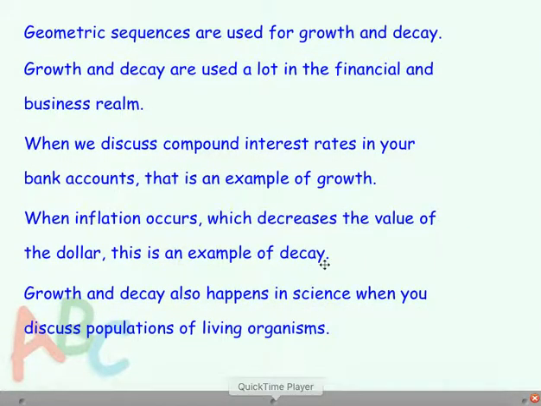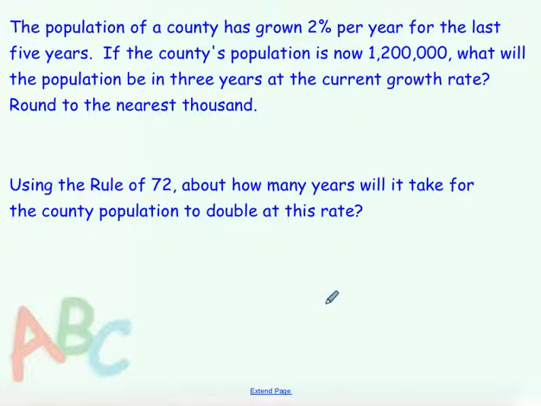So we use this for growth and decay, and it has a lot of real-world applications. So we use it in the financial and business realm. A lot of bank accounts have different compound interest rates, which is growth. Inflation means we decrease the value of a dollar, which often can be shown as decay. And even in science, when we're talking about organisms and how much they decrease or maybe increase and multiply, can often be modeled with growth and decay. So let's look at an example.